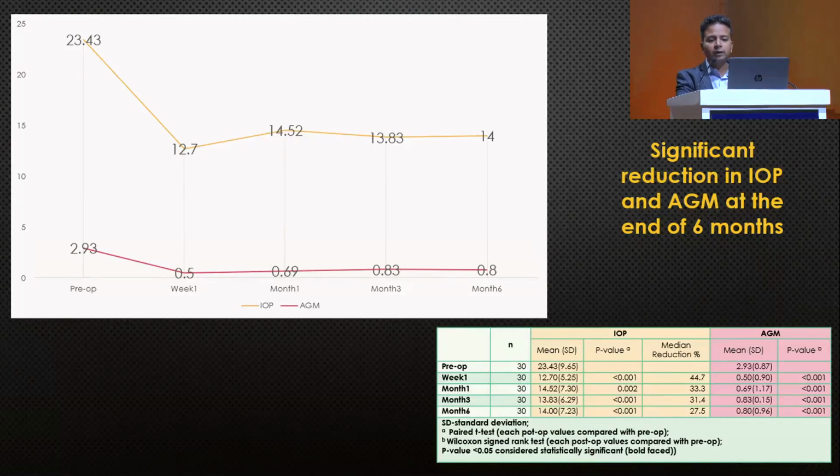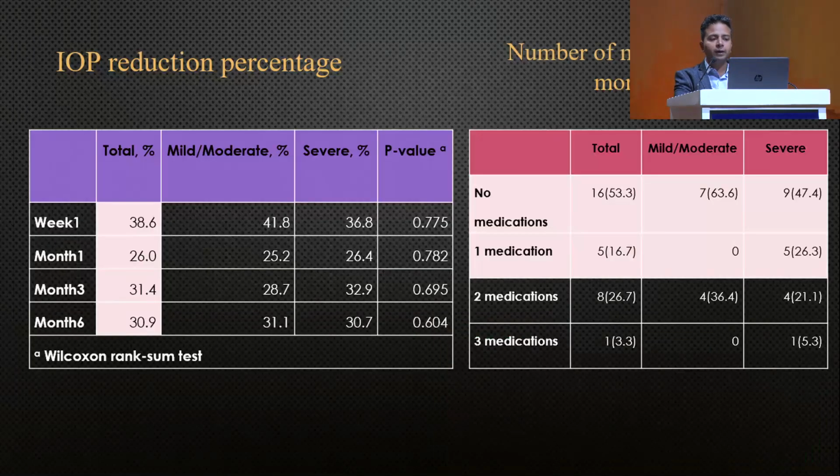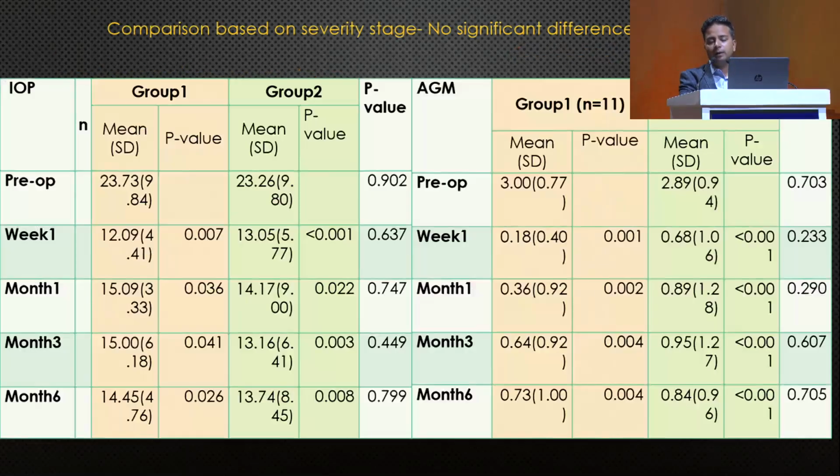There was a significant reduction in intraocular pressure from 23.43 mmHg to 40 mmHg, and anti-glaucoma medications from 2.93 to 0.8. If we look at the IOP reduction percentage, it was 38.6% at week 1 and 30.9% at the end of 6 months. Looking at patients on a medication-free regimen, 16 were totally medication free at the end of 6 months, and less than one medication was required in 5 patients, 16.7%. In total, 70% of patients required less than one medication.